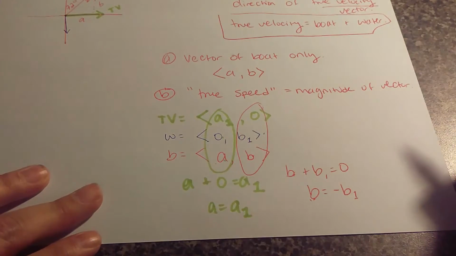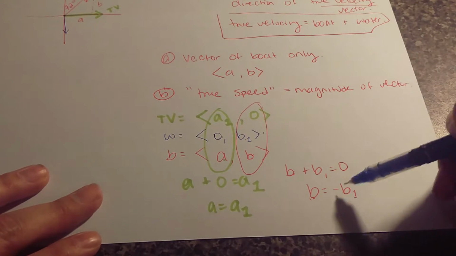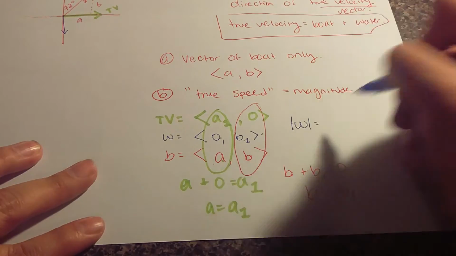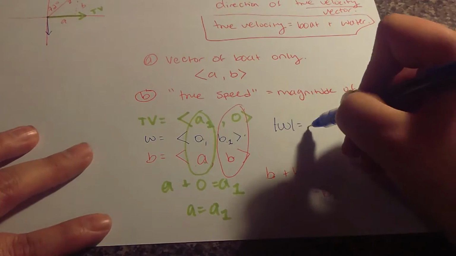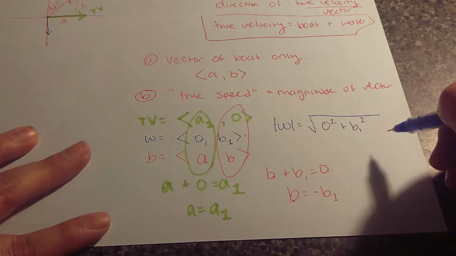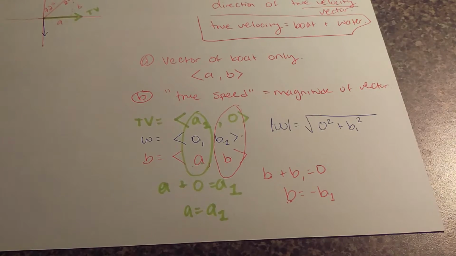Once you've got the water vector, it's 0 and then whatever you get from this equation here. The magnitude, again, is just that formula that we got from the Pythagorean theorem. So 0 squared plus B1 squared, and you've got that number right there. So you will be able to solve for that.